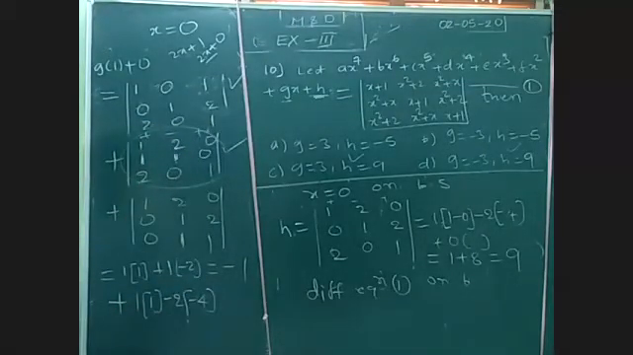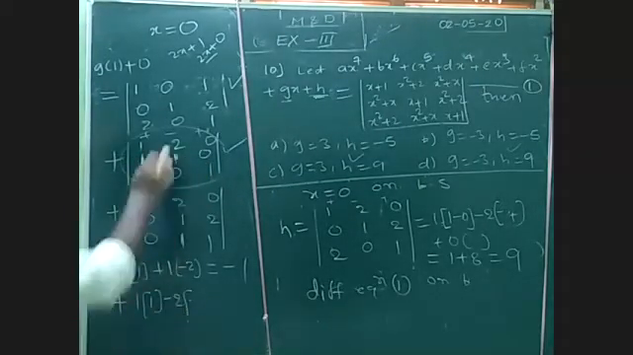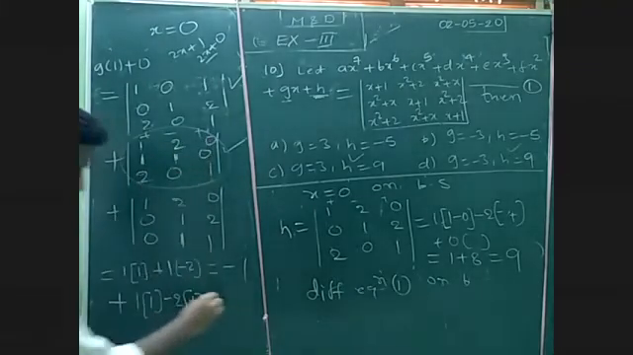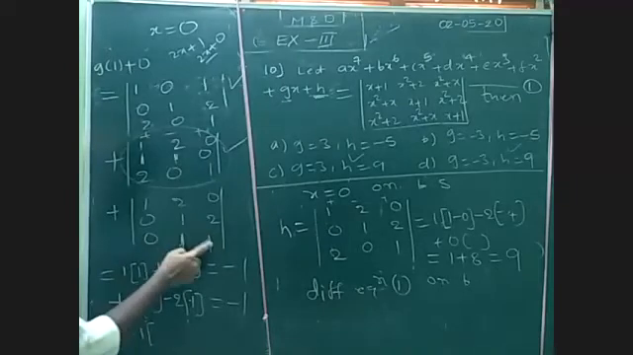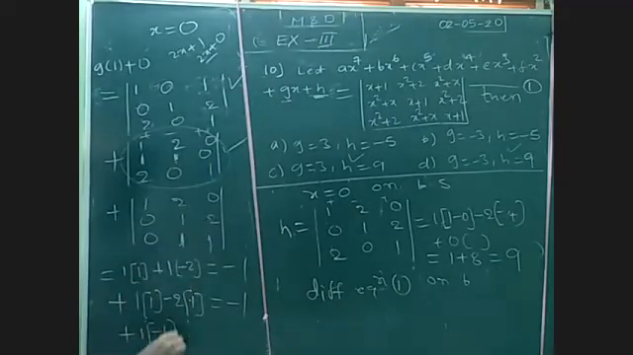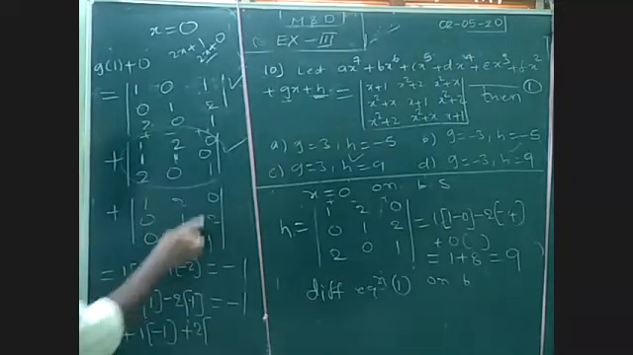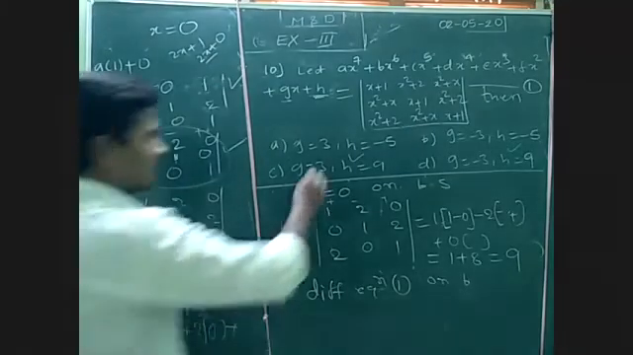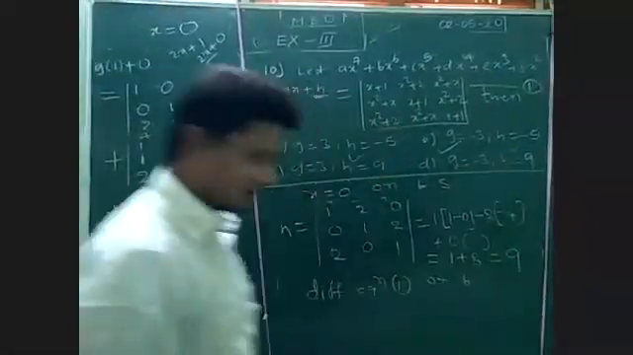And AD minus BC, minus (AD minus BC), so 1 only. The remaining 0 into any value is 0, so this is also minus 1. Plus the third determinant: 1 into (AD minus BC), 1 into 1, 1 minus 2, this is minus 1. The remaining 2 into (AD minus BC) is 0. So the remaining is 0. So minus 1, minus 1, minus 1, the answer is minus 3. So the answer is h is equal to 9, g is equal to minus 3.